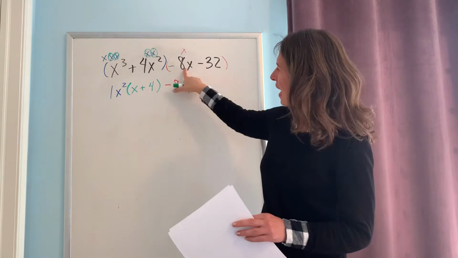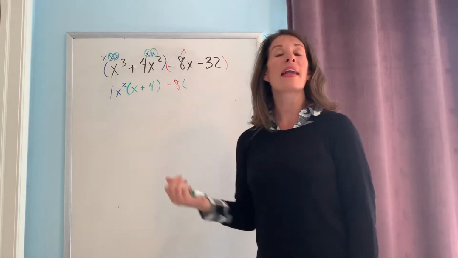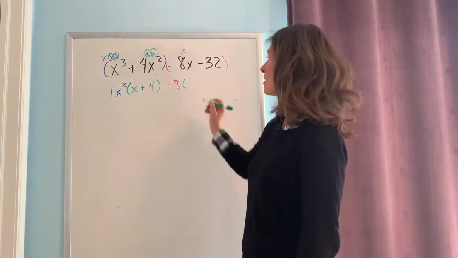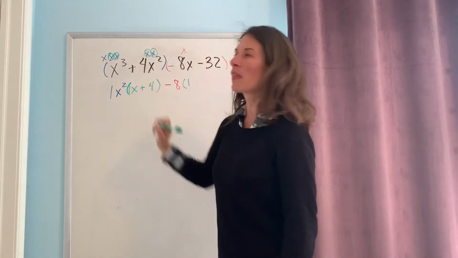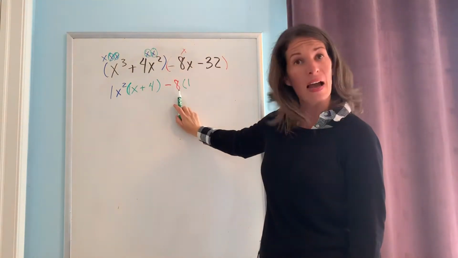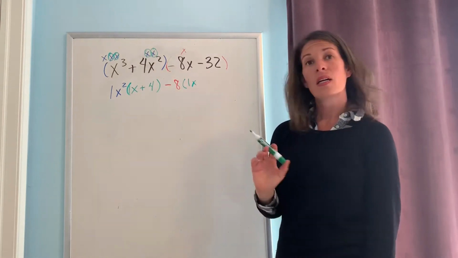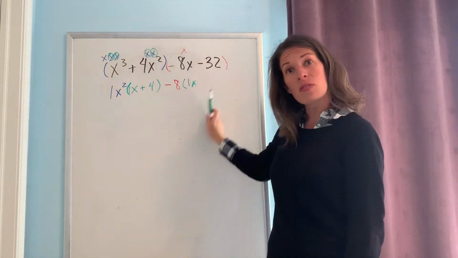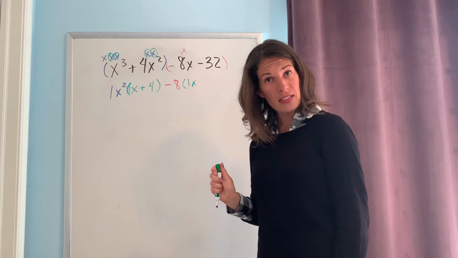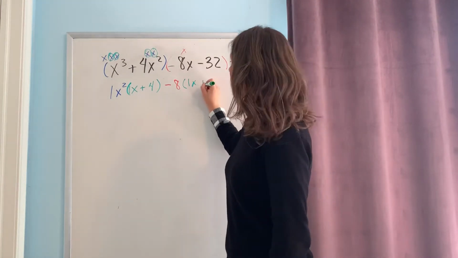I have a negative 8x divided by a negative 8x. A negative divided by a negative is a positive 1. I'm going to put my 1 there too. And I did not take any x's out for my greatest common factor, so it's still x. Now, negative 32 divided by negative 8, a negative divided by a negative is a positive, so it's a plus 4.